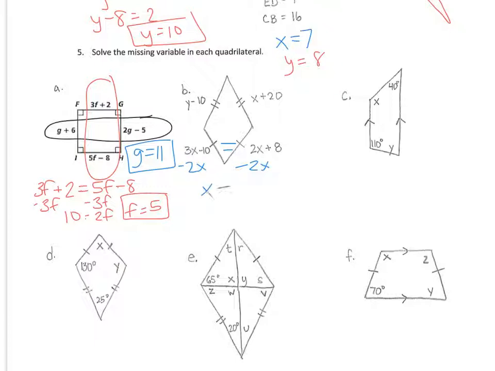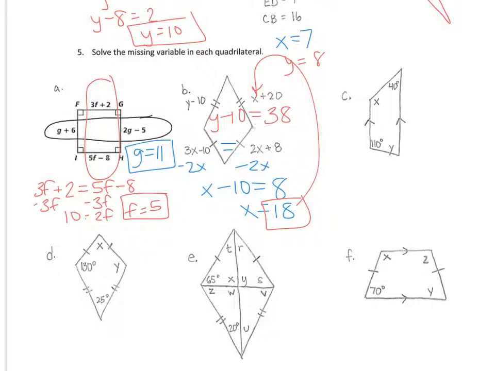So this is x minus 10 equals 8, x equals 18. And I'm going to use 18 and plug it in up here. So y minus 10 equals 28, or 38, because 18 plus 20 is 38. So then y has to equal 48.